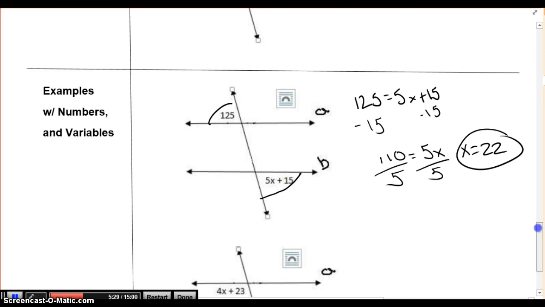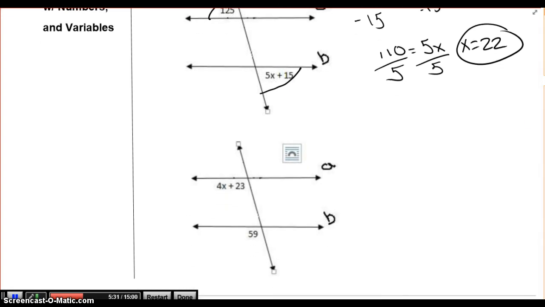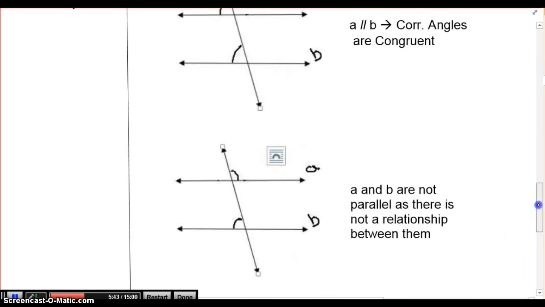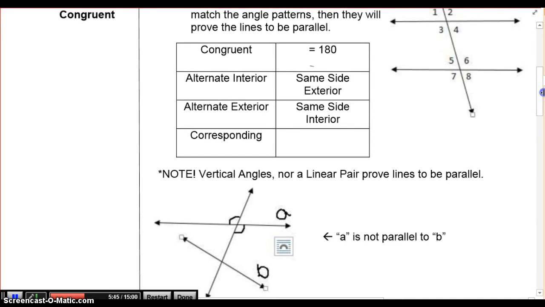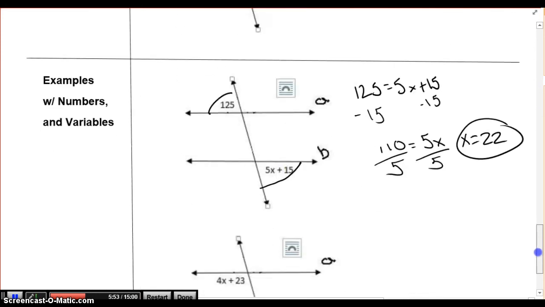All right guys, last thing here, we got this one right here. I want you guys to make sure that you take a look at that, tell me whether or not those lines are parallel, and then see if you can solve for x, given what our chart asks for. Are they going to be alternate interior, alternate exterior, corresponding, same side exterior, or same side interior?